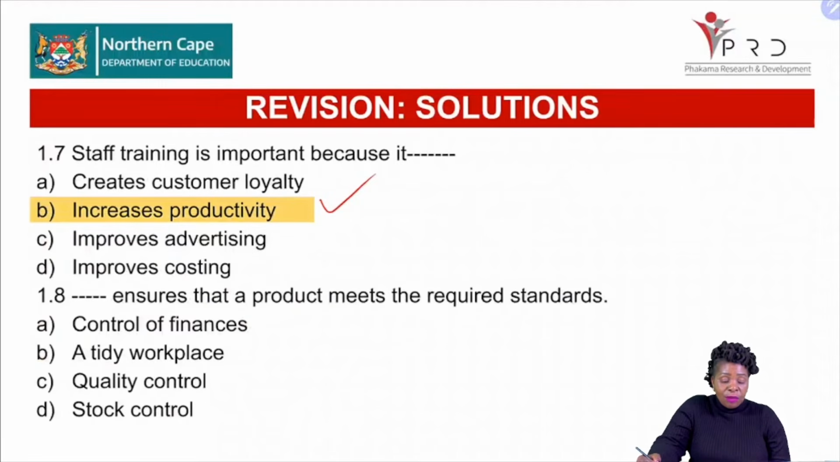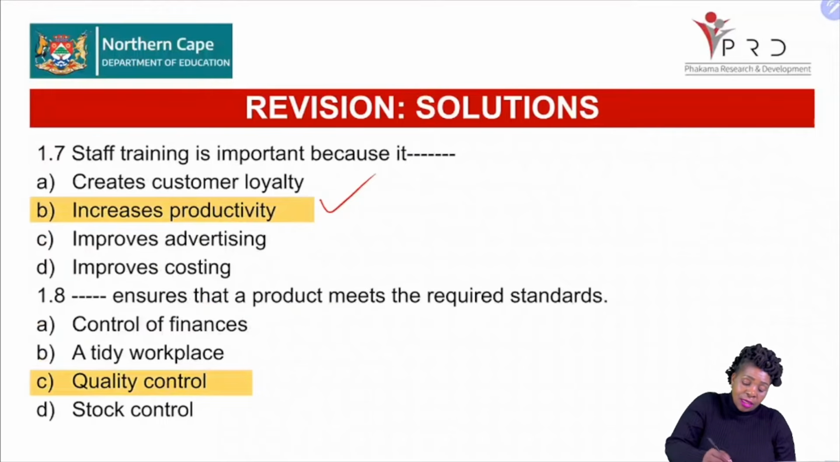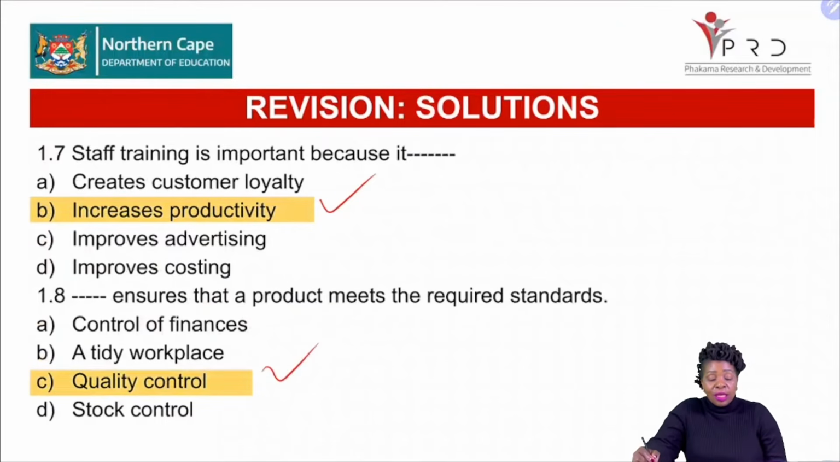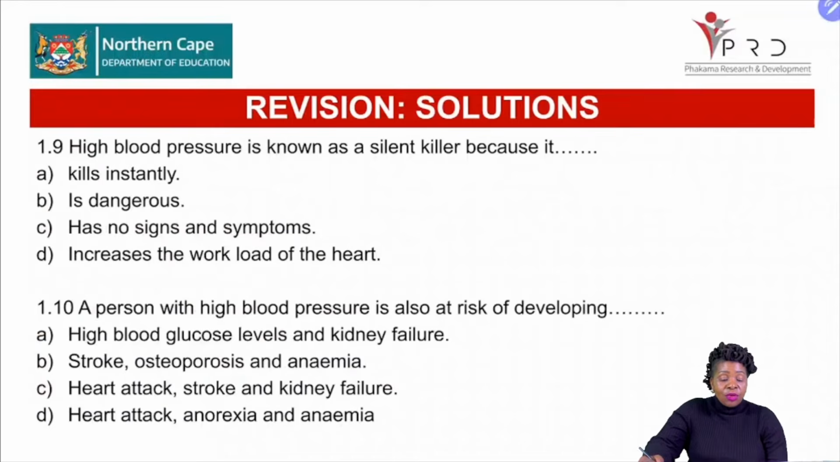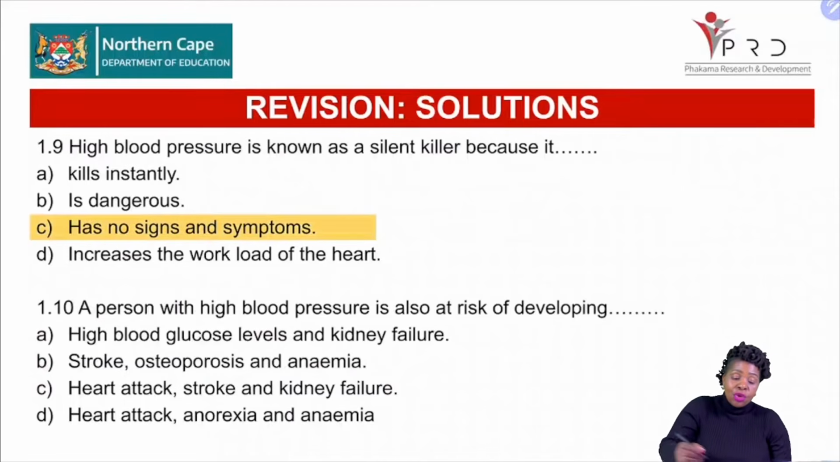Then we go on to 1.8, which says dash ensures that a product meets the required standard. That is quality control, which ensures that a product meets the required standards. Right? We go on to 1.9, which says high blood pressure is known as a silent killer because it has no signs and symptoms. So people with high blood pressure don't feel any signs and symptoms, right?